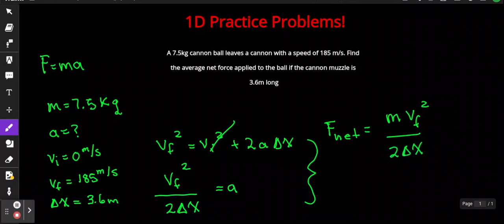So now let's plug this into our calculator. Our mass was 7.5 kilograms times a velocity of 185 meters per second, squared, and then divide all of that by 2 times our displacement, and our displacement is 3.6 meters. This gives us an average net force of 35,651 newtons.